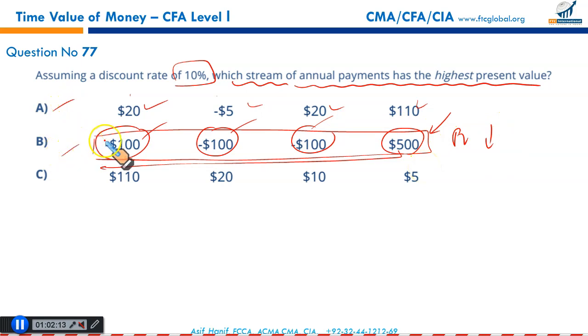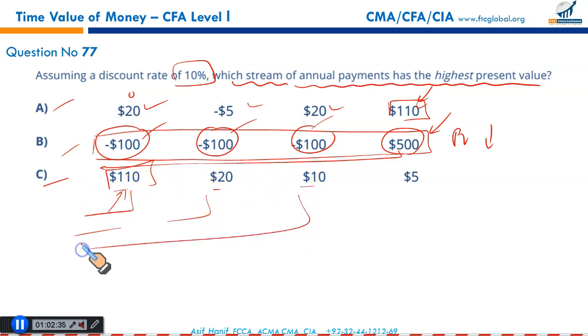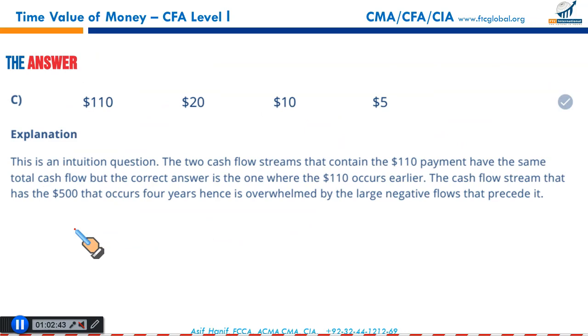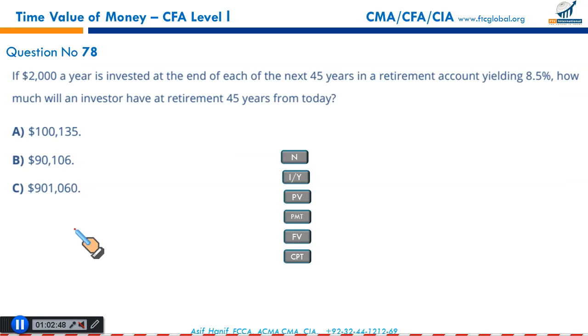Now compare A and B. A will give 20 in the first year, -5, 20, and 110 at the end of the 4th year, maybe 3rd year. We haven't been given exactly whether they start from year 0 or at the end of year 1. We do know that it's 110 at the end of the period here, and 110 at the start in C. Since the C investment is front loaded, 110 is close to the 0 point, so its present value would be higher than A. So we can just use our intuition and get the right option. C is the better one because it is front loaded. The cash flows near year 0 are 110 and 20, so this would be a better option than A and B. That makes C the correct option.